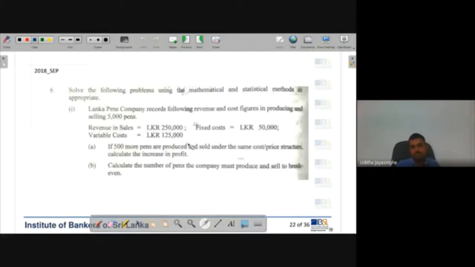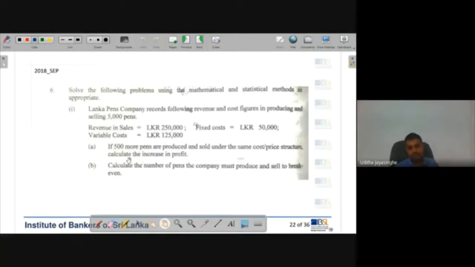And variable costs are 125,000, right? So similarly, you take the division of these two numbers, you can get the selling price, and secondly the variable cost per unit. Okay, that's all we know for the moment. The first part, for 2.5 marks, this is the expectation. If 500 more pens are produced and sold under the same cost and price structure, calculate the increase in profits.